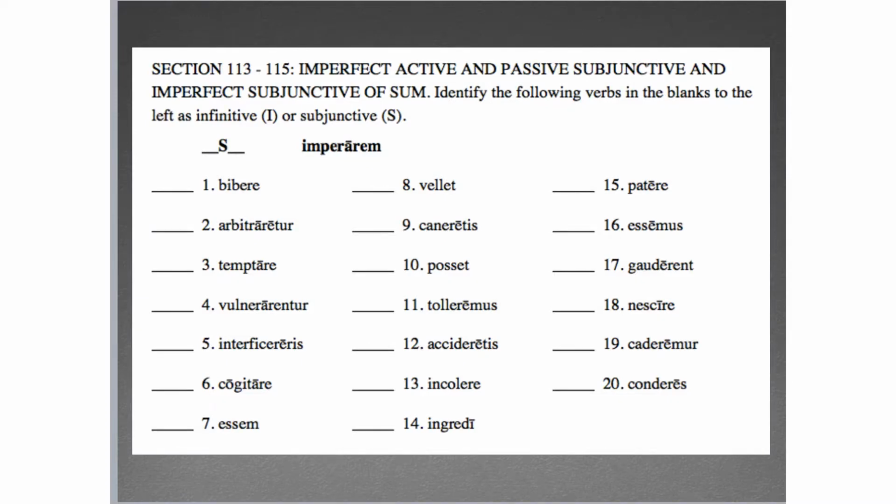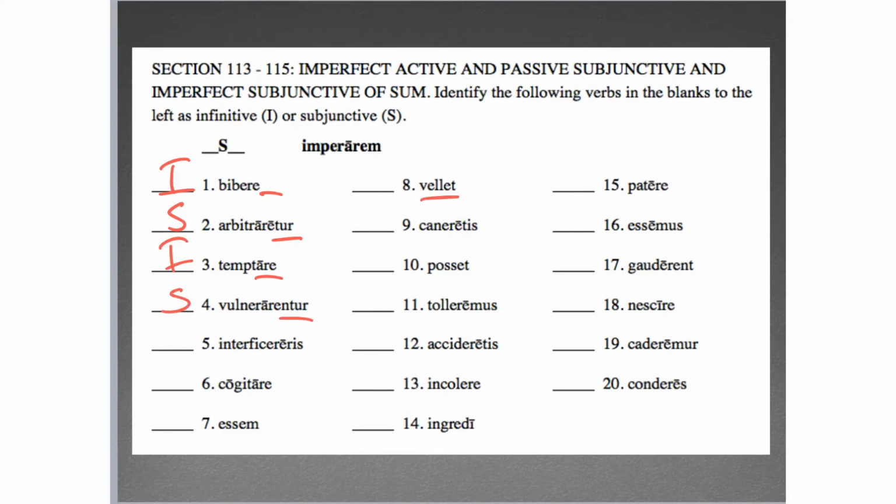All right, so here are some exercises. Identify the following verbs in the blanks to the left as infinitive or subjunctive. Real straightforward. If it has an ending, it's subjunctive. If it does not have an ending, it's infinitive. So no ending, infinitive. Ending, subjunctive. No ending, infinitive. Ending, subjunctive.